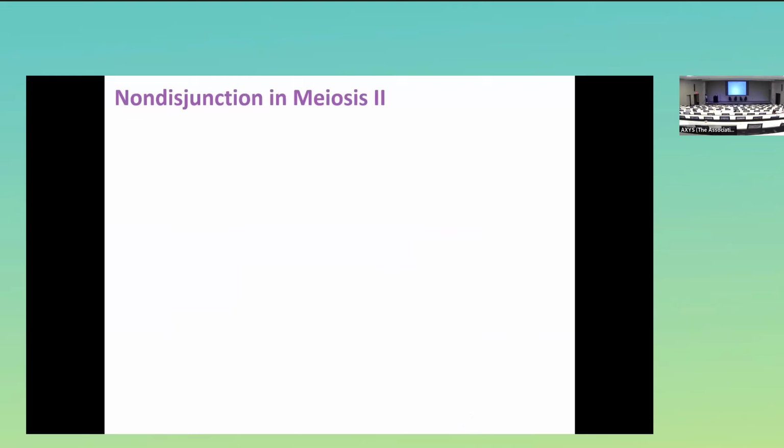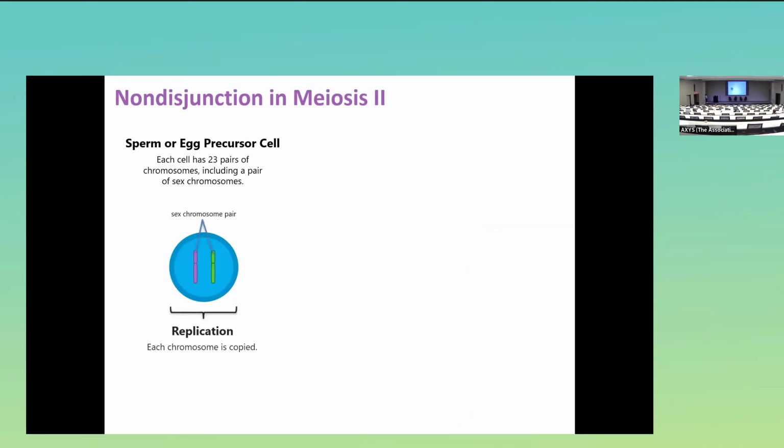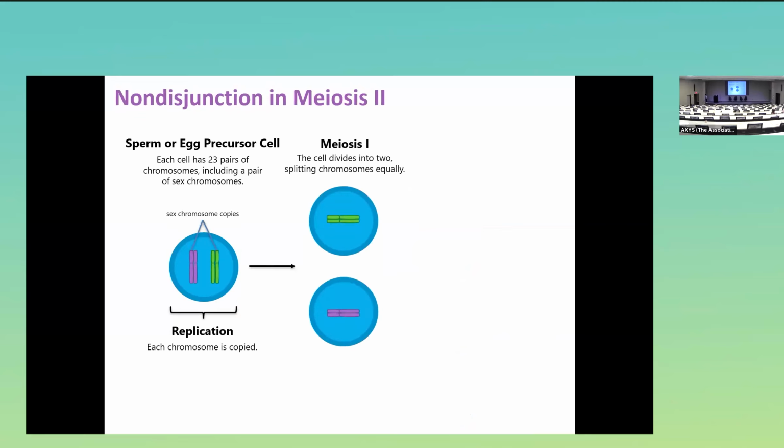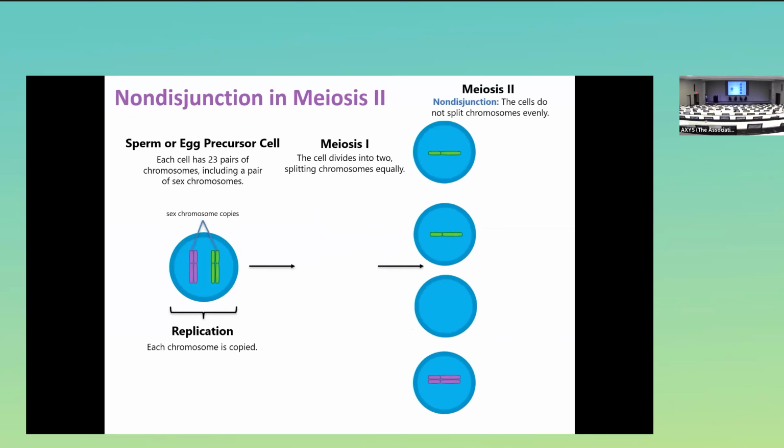It's also possible for non-disjunction to happen in meiosis 2, in that second step. It's very similar, but I'll walk through it again. We start with that same precursor cell. We have replication. The chromosomes get copied. And then this time, meiosis 1 works correctly. It splits in two, divides chromosomes equally. But if we have non-disjunction in meiosis 2, as you can see with those bottom two, the chromosomes weren't split equally. And so once again, this cell has 2 X chromosomes. If combined with an egg or a sperm, it'll get another one. It'll have 3 total, which is diagnostic of a trisomy. So that's a more clear example of how this works, because I know it's hard to visualize.